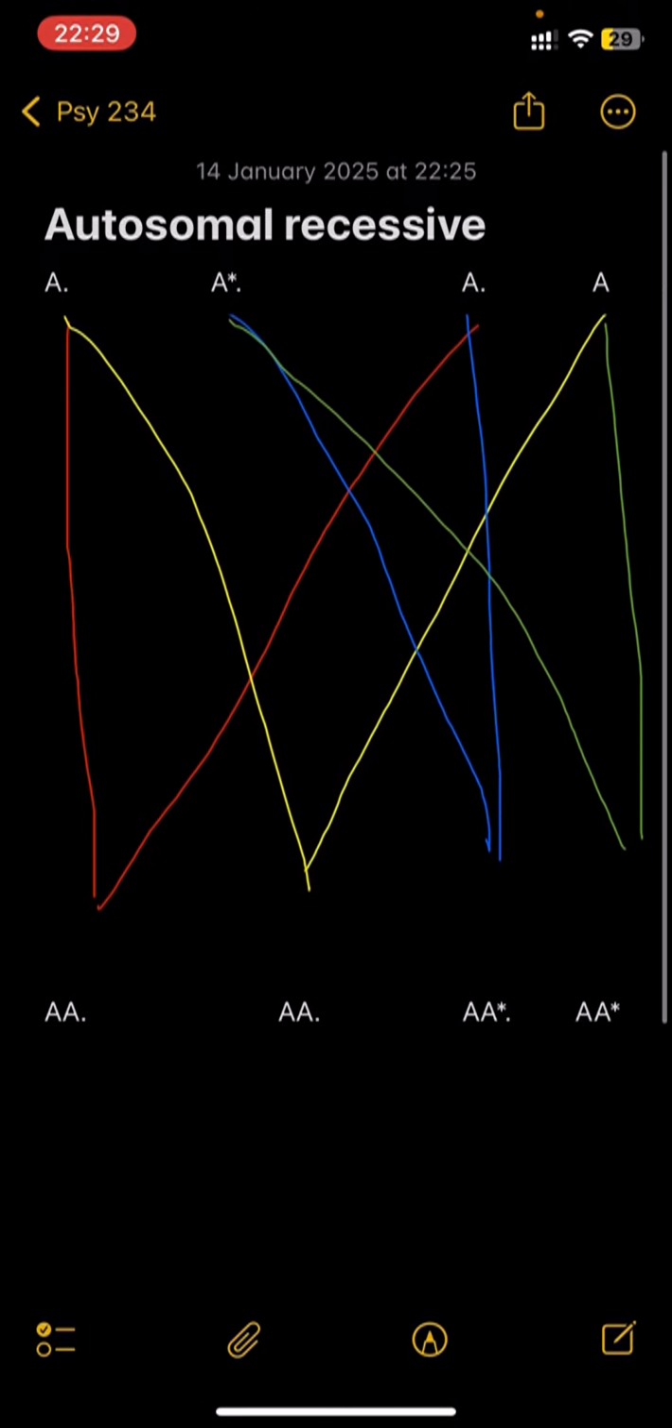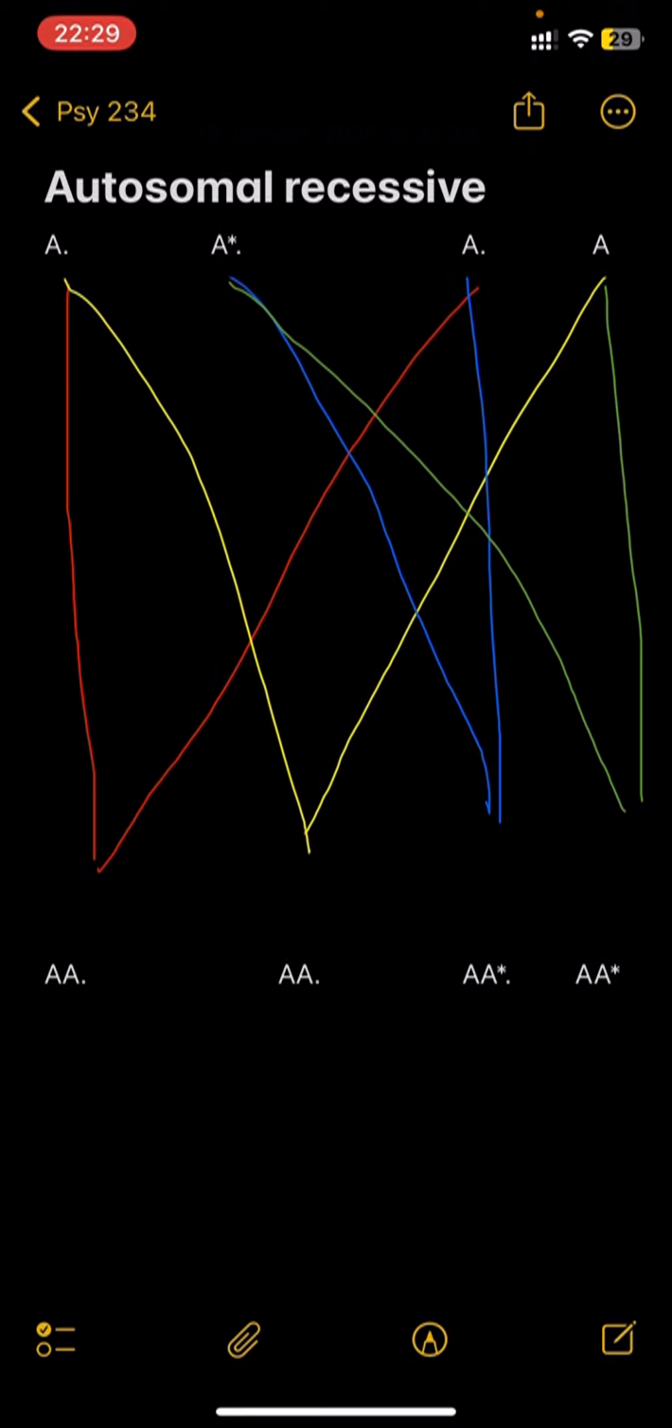Now, there's another diagram for that. In the same scenario, now this one is recessive. A is normal, A asterisk is abnormal, or the disorder.